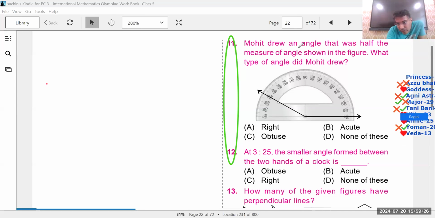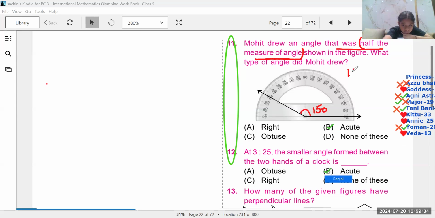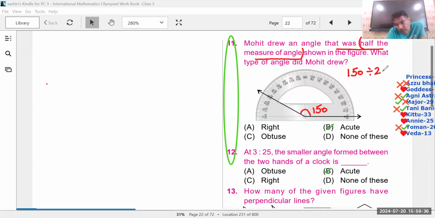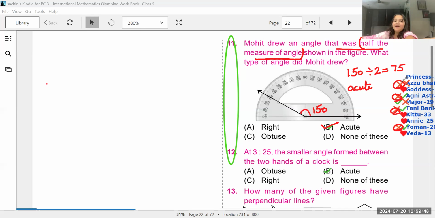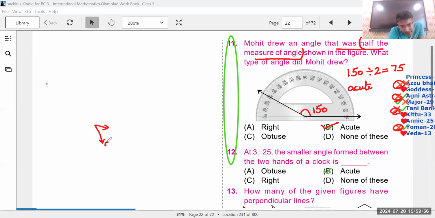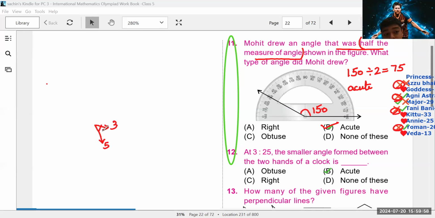So they are saying draw an angle that was half the measure of the angle. So this is 150. Sir, so 150 divided by 2 is 75. 75 is acute. Understood, not understood? Yoman, Tani Bani, Agni, Astra, and Asu bhai. Understood, sir. I by chance mistyped. Understood. And 325 will be like this. Because here it's 5, here it's 3. So 325 will be this angle, which is also acute.